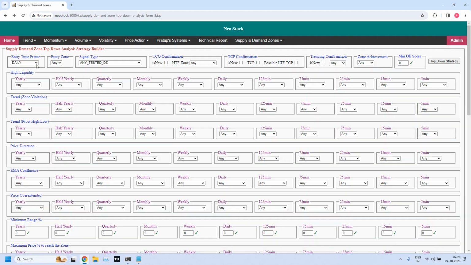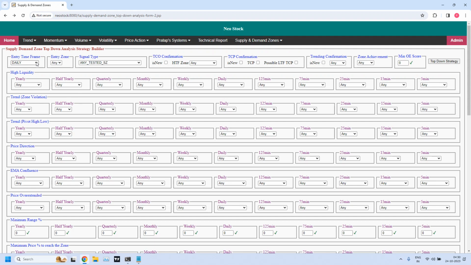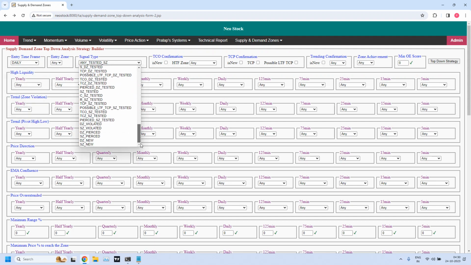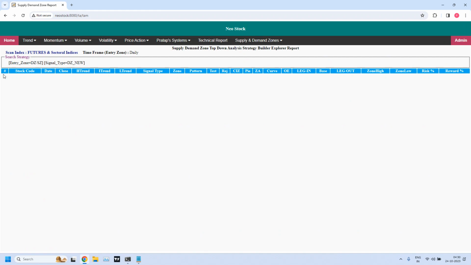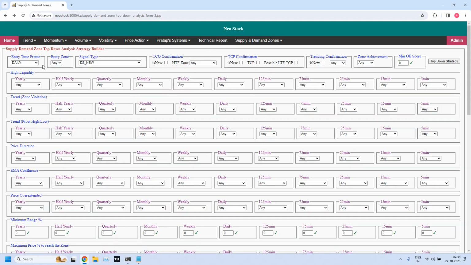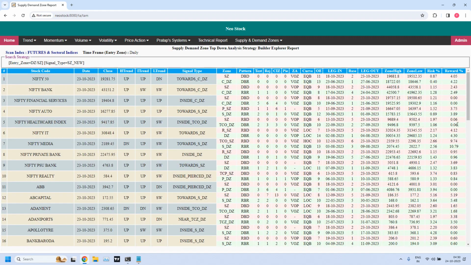Let's go back. For entry time frame daily, let us find tested supply zones. So no supply zones are tested. Let's find newly created demand and supply zones. Newly created demand zones. I don't think any demand zones are created today. No, yeah, no demand zones. Let us find the newly created supply zones. Probably more supply zones might have been created today. Yes.